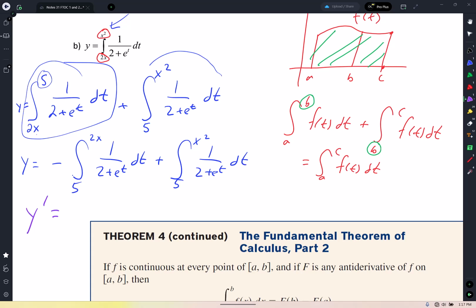So now I'm taking a derivative. Wherever you have a t, I'm plugging in the expression 2x. 1 over 2 plus e to the 2x. I'm not done, chain rule, times, what's the derivative of 2x?